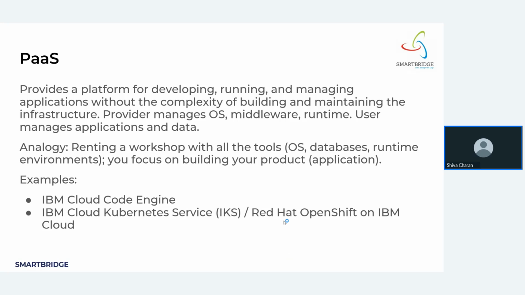So what are the things we are having here? Examples: Cloud Code Engine, Cloud Kubernetes Service. IKS is IBM Cloud Kubernetes Service, or it is also called Red Hat OpenShift on IBM Cloud. There is another name, Red Hat OpenShift. Anyone heard of Kubernetes? Kubernetes will help us to manage all the services, all the container services.